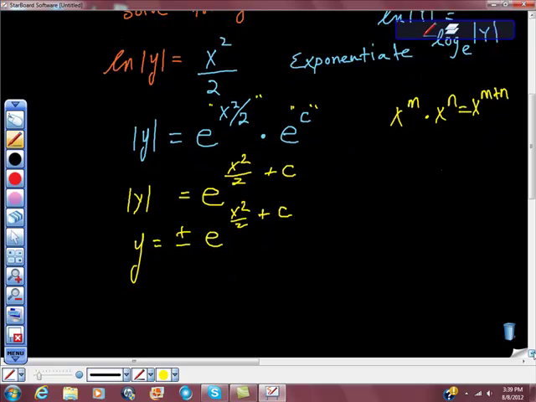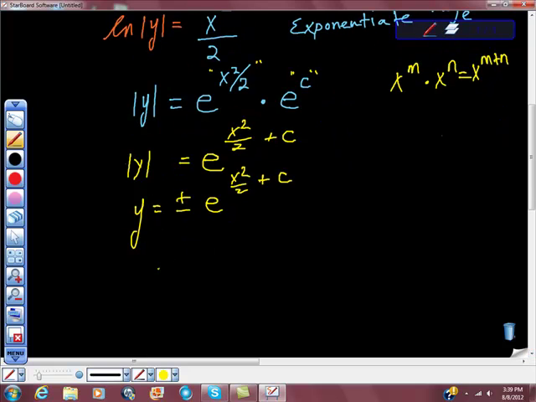I'm just looking at other people's notes, and you can always leave it in this form: plus or minus e to the c times e to the x squared over 2 power. However you want to do it is fine.